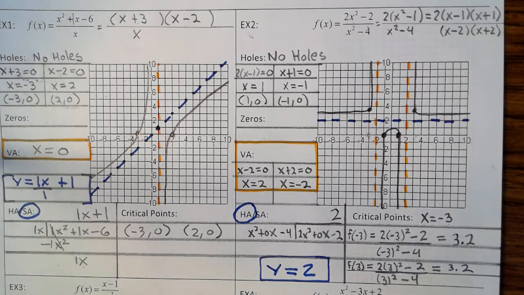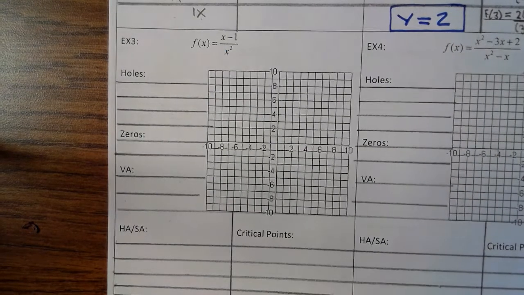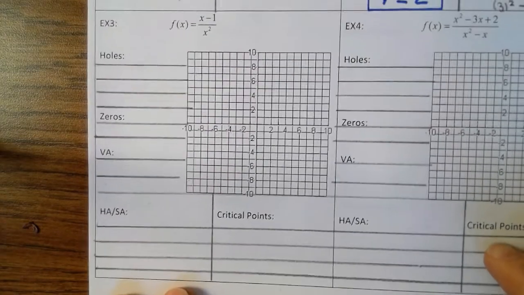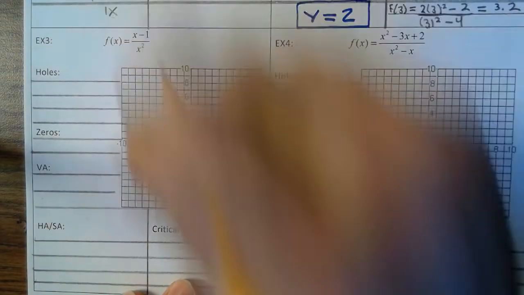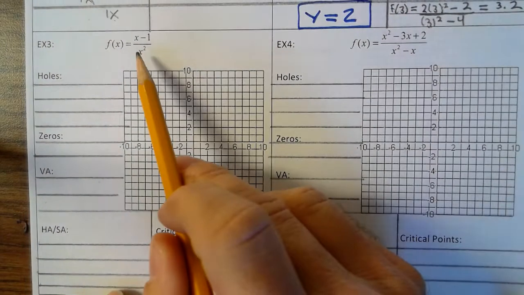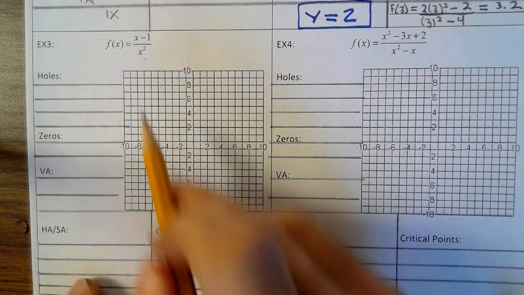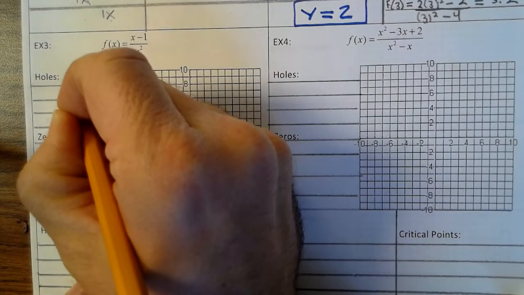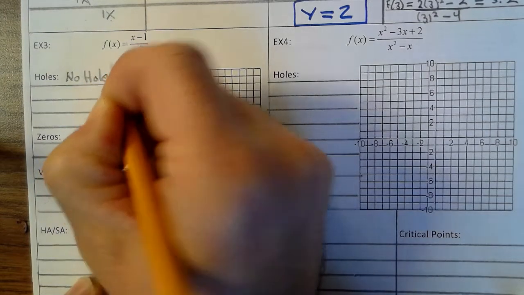All right, now let's take a look at example 3. Okay, so the first thing we need to do is factor the numerator and denominator, but there's nothing to factor because x squared is just going to be x and x. That doesn't help us. Now we notice that nothing divides and becomes a 1, so there are no holes.